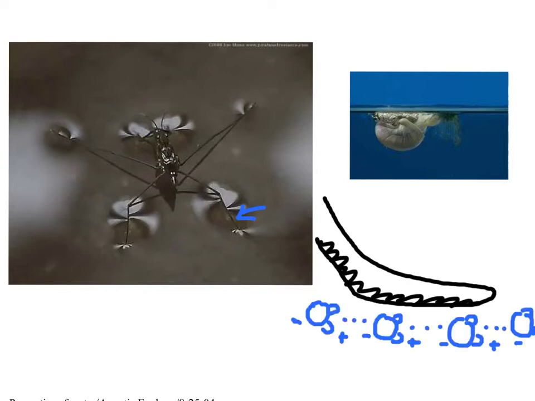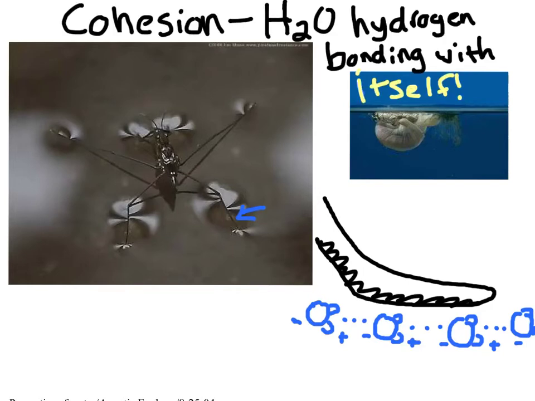When water hydrogen bonds with itself and forms this surface tension across the top of the water, scientists call that cohesion. And this same cohesion is even allowing this snail here to crawl along the bottom of the surface of the water and scoot out across a lake.